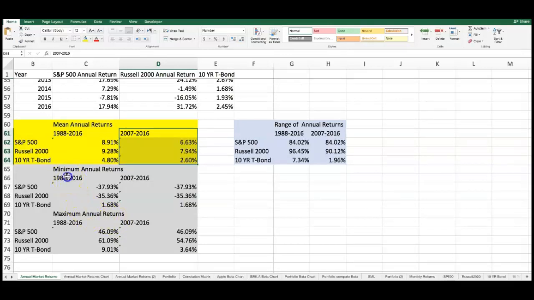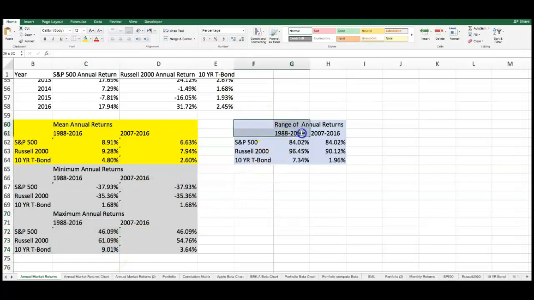So for the S&P 500, over this 1988 to 2016 time period, the smallest return on the S&P 500 was a negative 38%, and the smallest return on the Russell 2000 was a negative 35%, and for the 10-year Treasury, it is 1.68%. And if we look at the upside over that same period of time, the maximum annual returns for the S&P 500 is 46%, for the Russell 2000 it's 61%, and for the 10-year T-bonds, it's 9%.